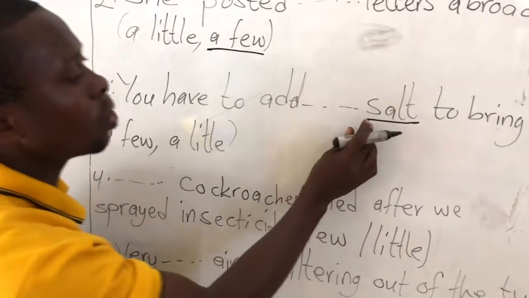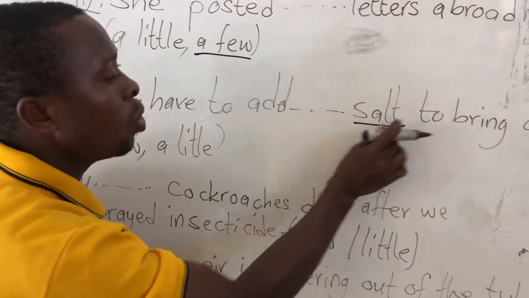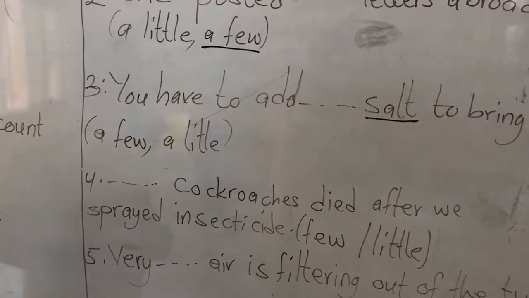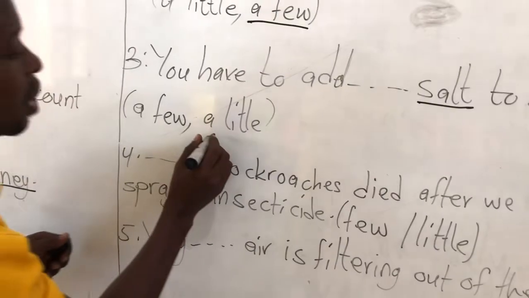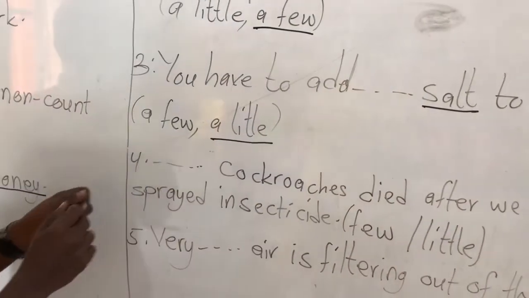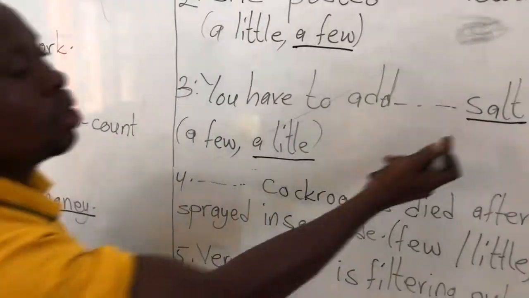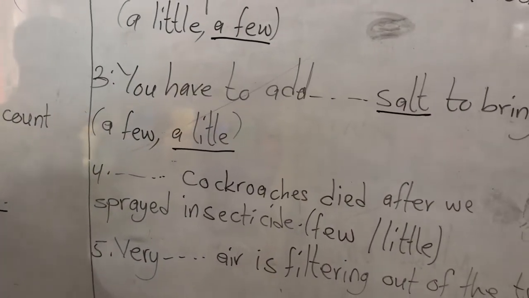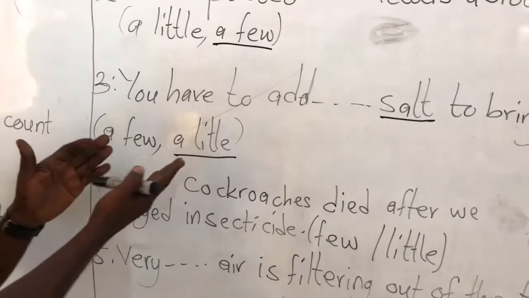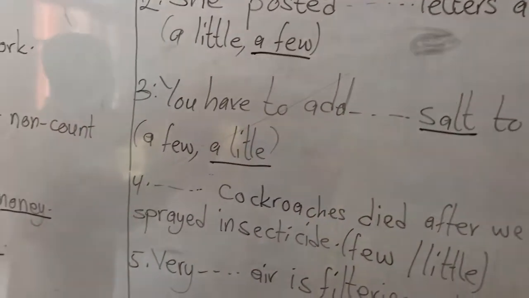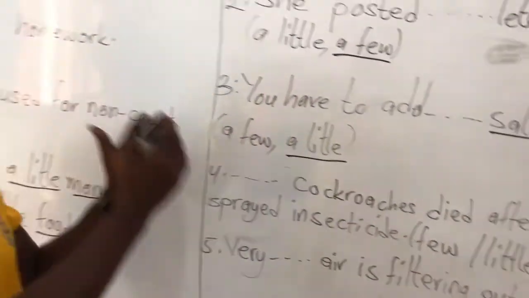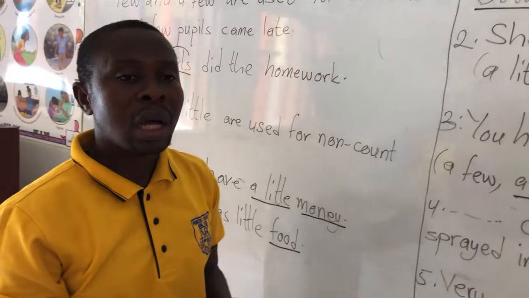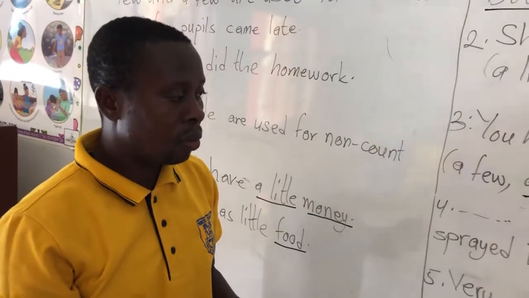So salt here is what? A non-countable noun. So what do we use for this? We use a little. Why? Because salt here is a non-countable noun. Okay? Very good. We use a little for non-countable nouns, and a few for what? Countable nouns. Very good.